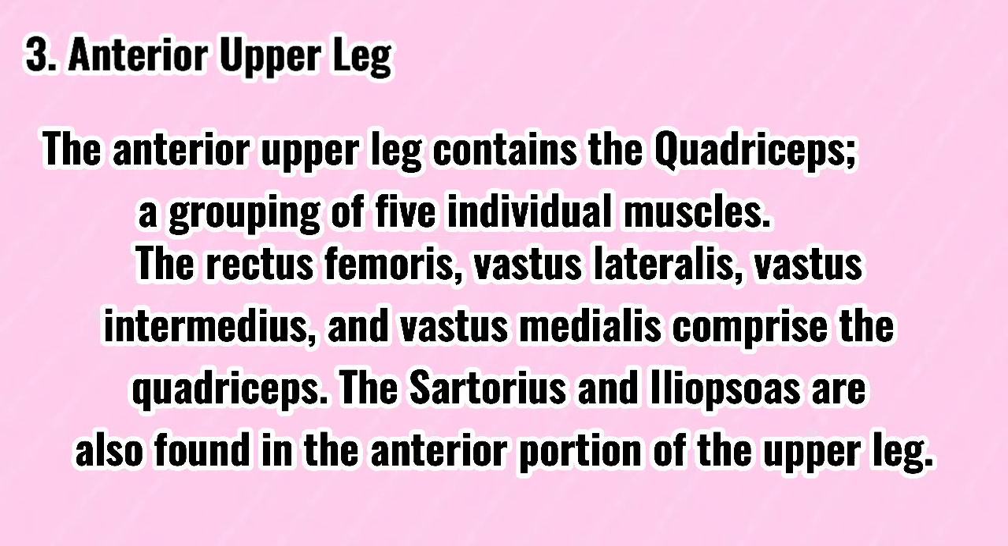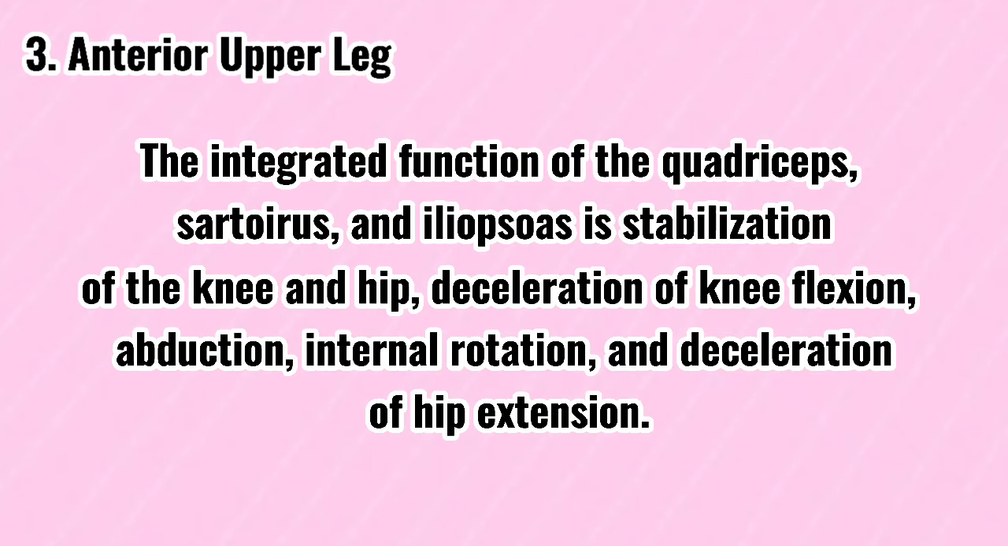Anterior upper leg. The anterior upper leg contains the quadriceps, a grouping of 4 individual muscles: the rectus femoris, vastus lateralis, vastus intermedius, and vastus medialis comprise the quadriceps. The sartorius and iliopsoas are also found in the anterior portion of the upper leg. The integrated function of the quadriceps, sartorius, and iliopsoas is stabilization of the knee and hip, deceleration of knee flexion, abduction, internal rotation, and deceleration of hip extension.